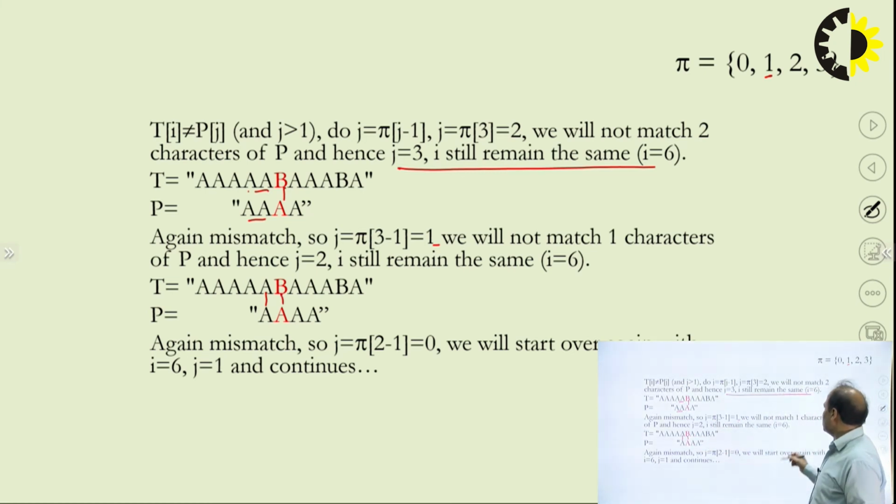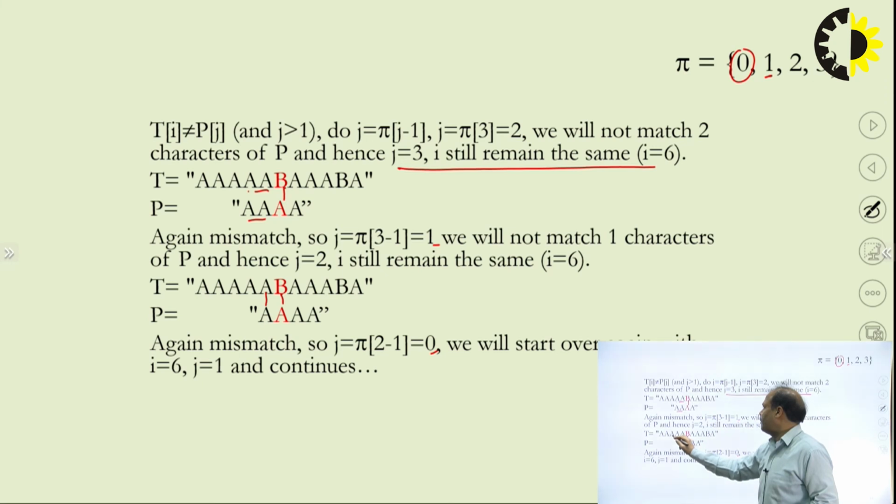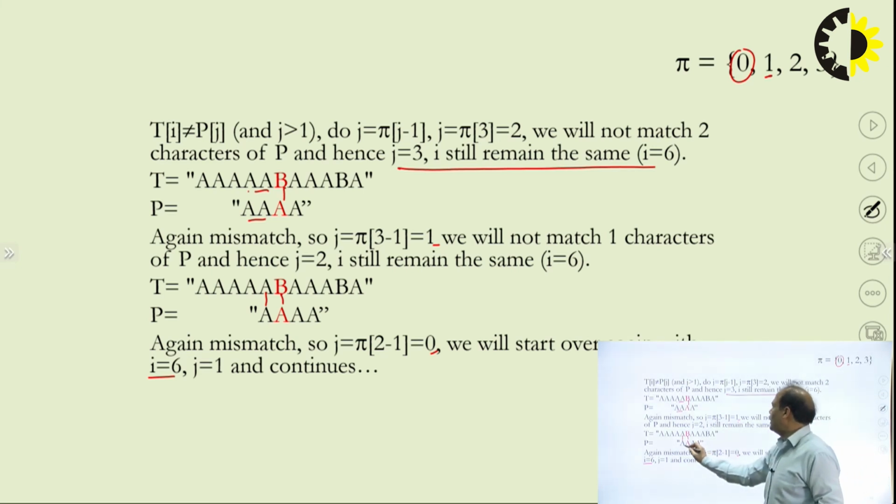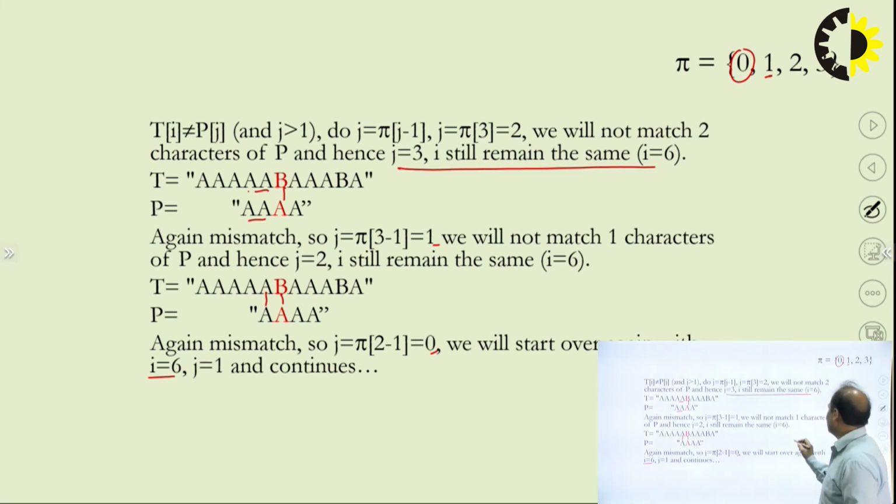There is a mismatch. So what was J? J was 2. So pi 2 minus 1 becomes pi 1, which is 0. So we have to reset everything. And since I was 6, I will remain the same, and J will become 1. We have to restart again. So every character needs to be matched again because this information became 0. So anytime this information becomes 0, you have to start from the beginning.